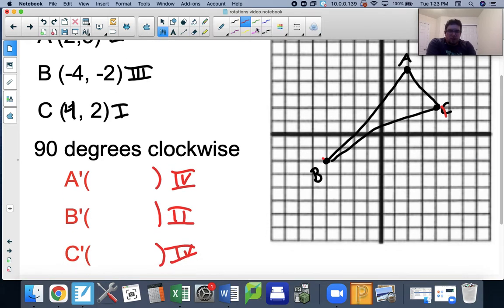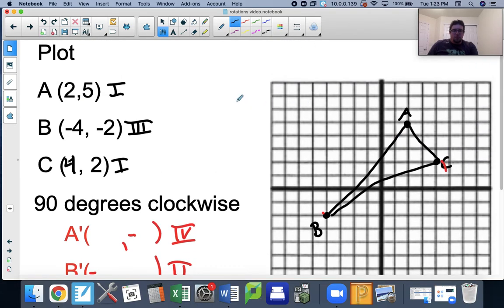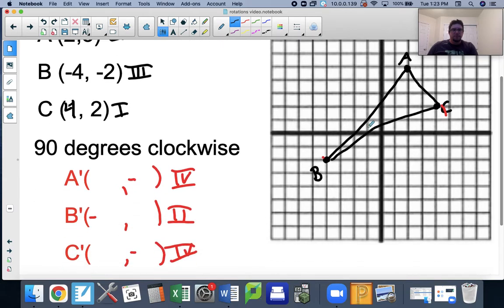Using our quadrants, we're able to assign the positives and negatives. Y's are negative in 4, X's are negative in 2. And then what I'm going to do, just for my own practice, I'm going to draw a graph like this. So right now A is 2, 5 right here. So it's 5, 2, 2, 5, 5, 2. This is the one that we want. So down here we've got 5, negative 2.